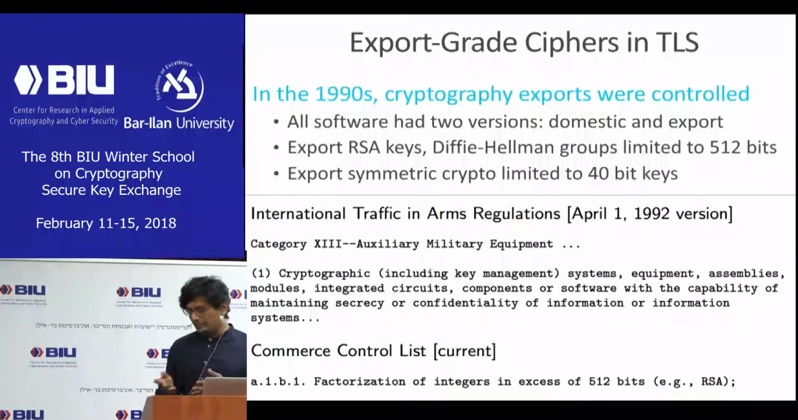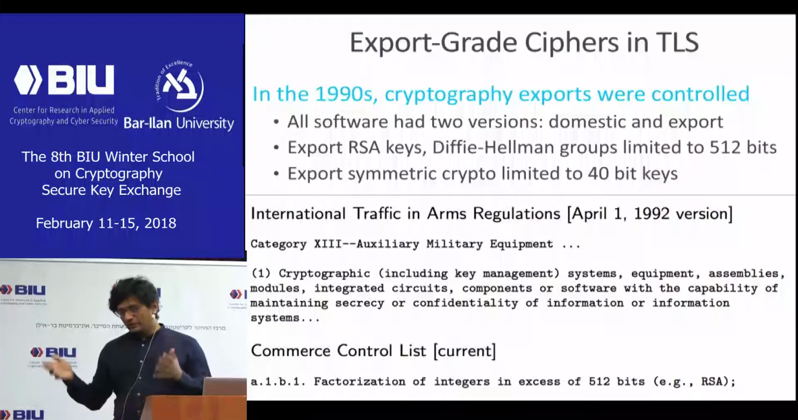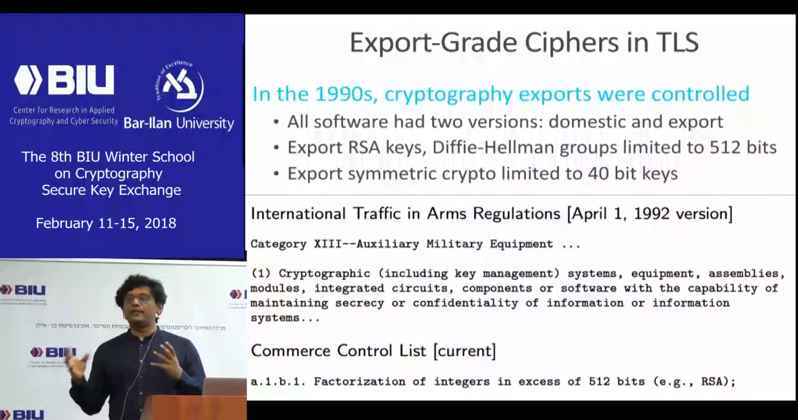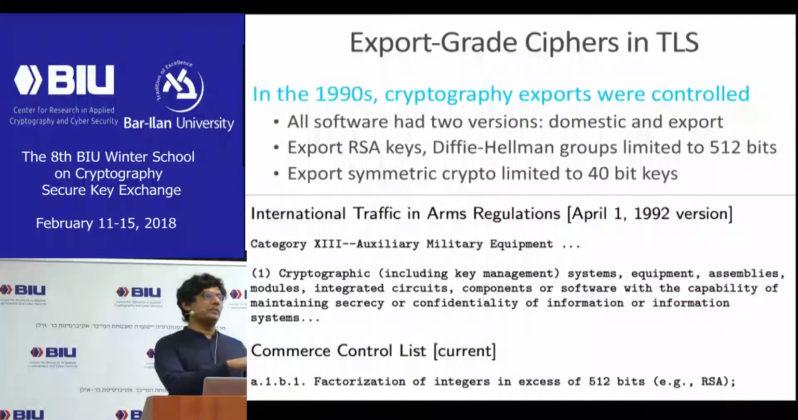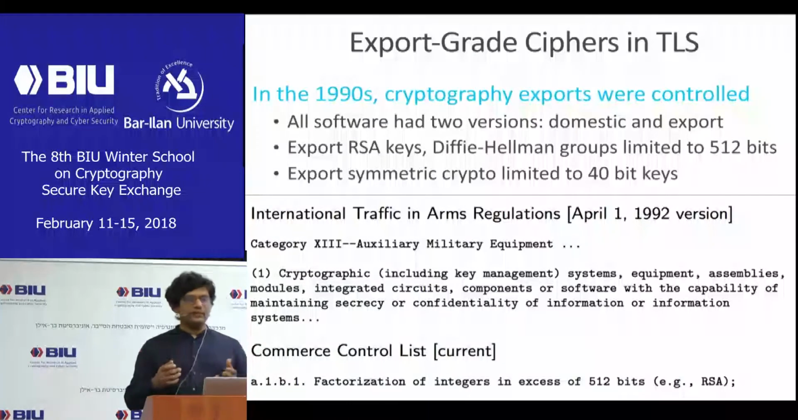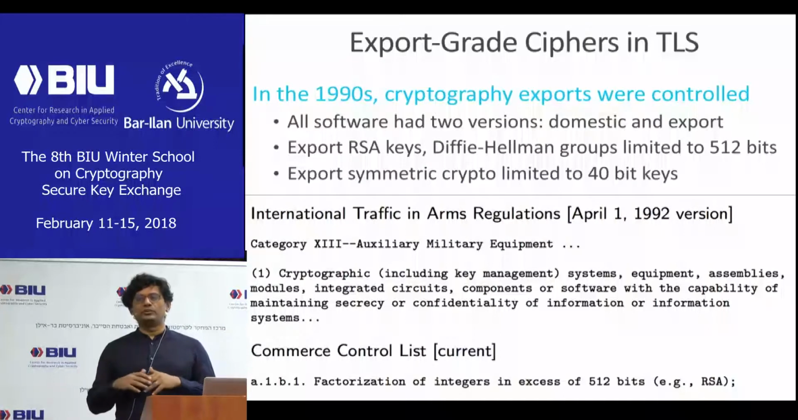So what happened was that at that time, cryptography was considered like munitions, like firearms. So they were subject to firearm regulations. And the US decided that anything above a certain security level should not be allowed to leave the country. Now, this was obviously not going to work, and in 2000, everything was revoked. But in the 1990s, there were these laws.